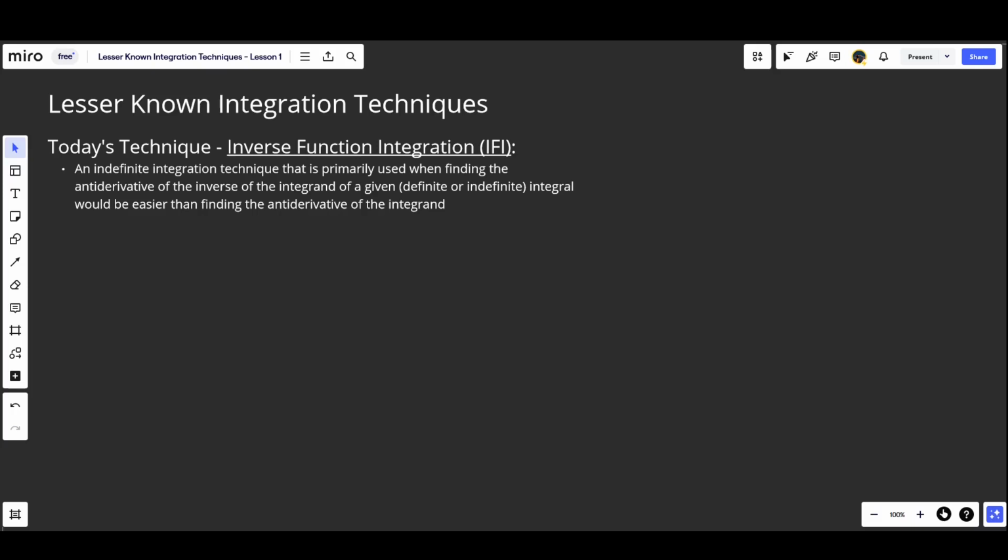The integration technique that we'll be learning today is called inverse function integration, or IFI for short. And this is an indefinite integration technique that's primarily used when you are given a definite or indefinite integral to evaluate, and you notice that the function that you need to find the antiderivative of inside the integral, or the integrand, has an inverse whose antiderivative is a lot easier to find. Now, that's a bit of a mouthful to say, so let's look at a more symbolic explanation.